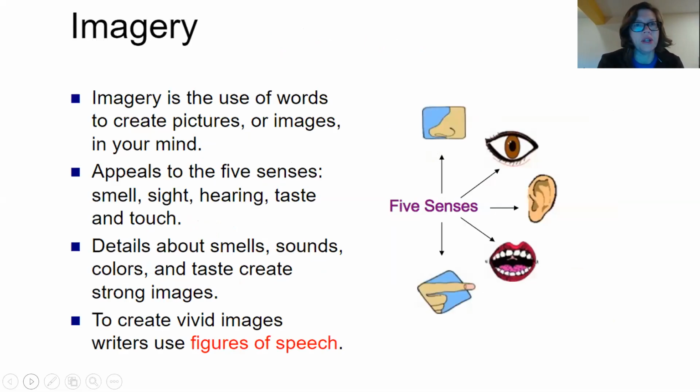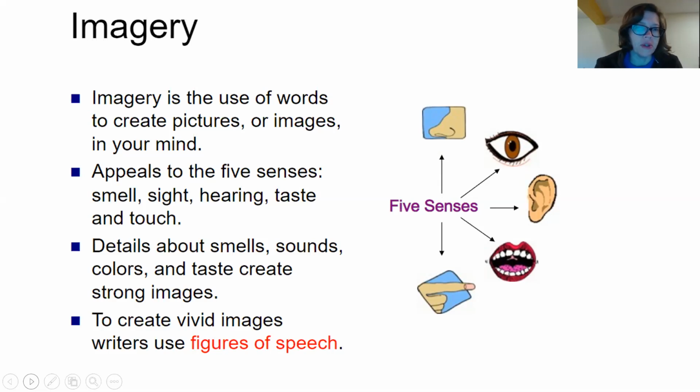All right, imagery is the use of words to create pictures or images in your mind. It appeals to the five senses: smell, sight, hearing, taste, and touch. Details about smells, sounds, colors, and taste help create strong images in poetry.